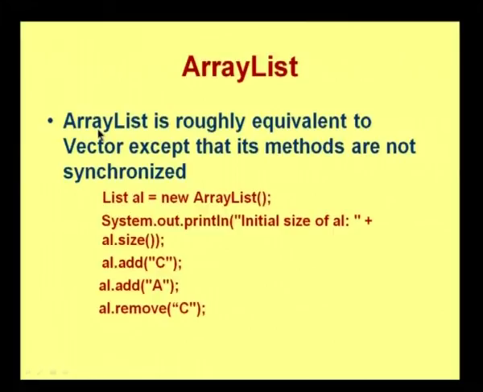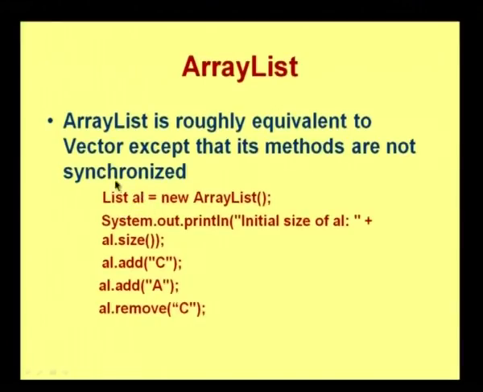So we can look at the array list. Array list is roughly equivalent to vector, except that its methods are not synchronized. Whenever multi-threading is used, your array list is not synchronized, whereas your vector is synchronized. We have a list object reference, whereas I created an array list. It means that an array list is created, whereas this list reference AL can only access the methods available in the list interface. This we have already seen in our previous session, how this object reference is made. Here I am trying to access size, add and remove. All these methods are available in the list interface.